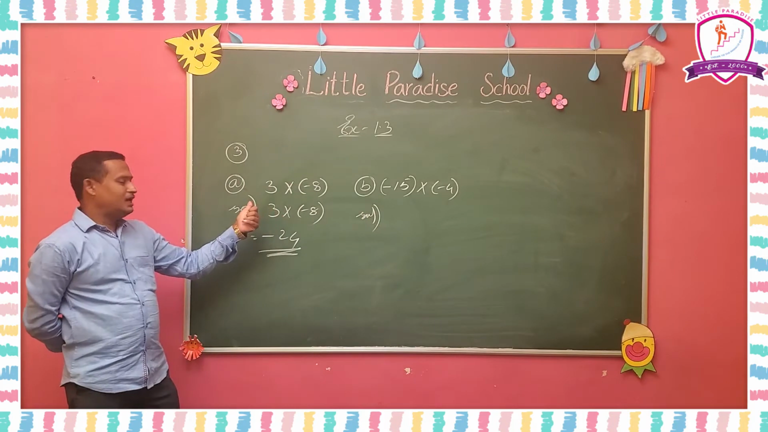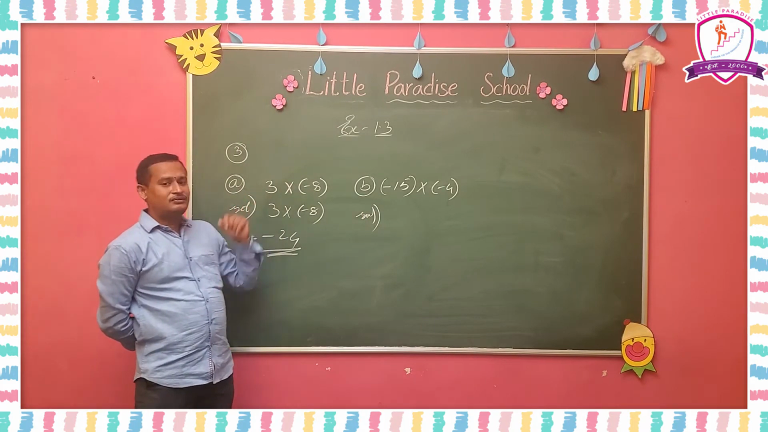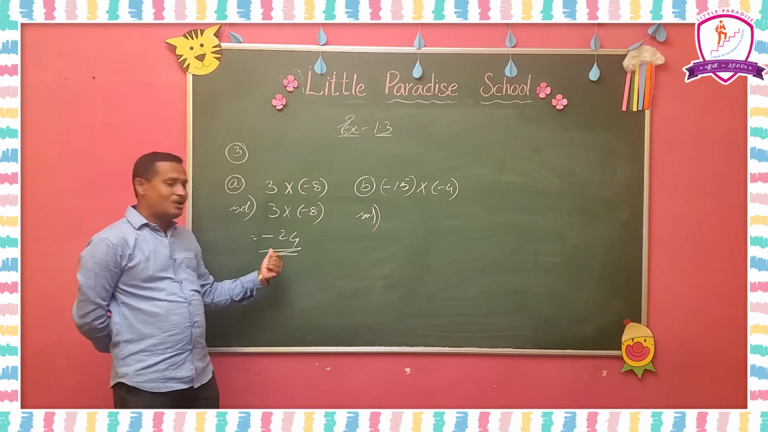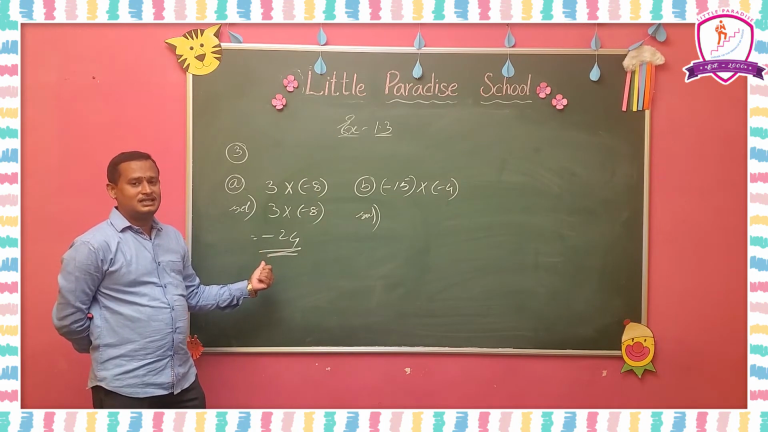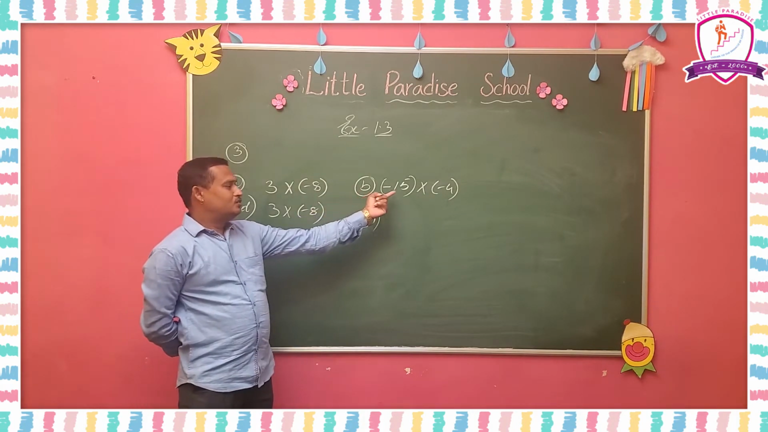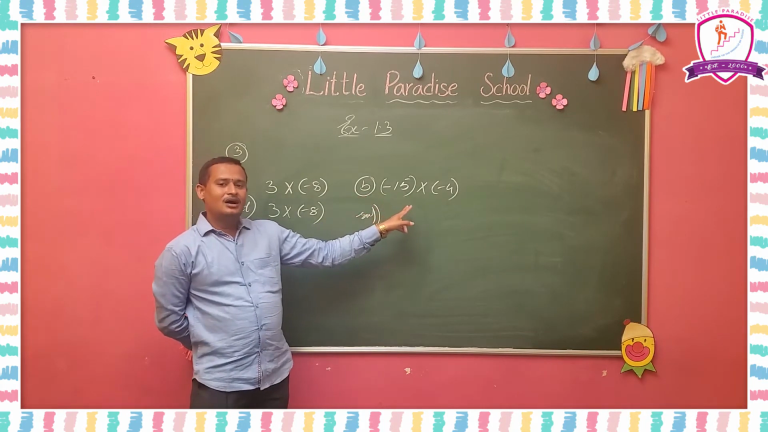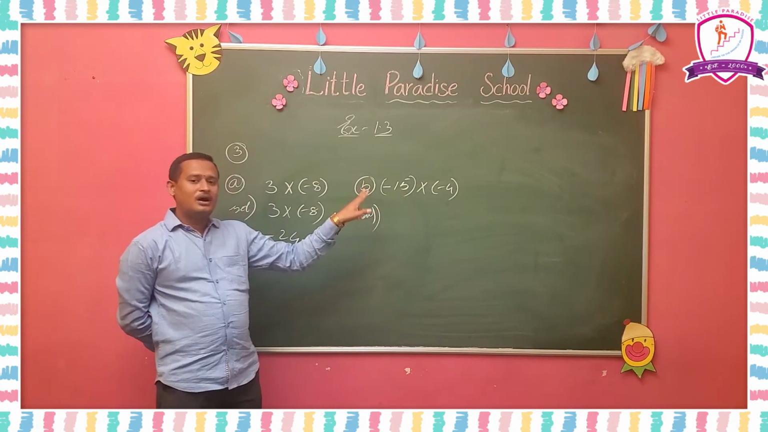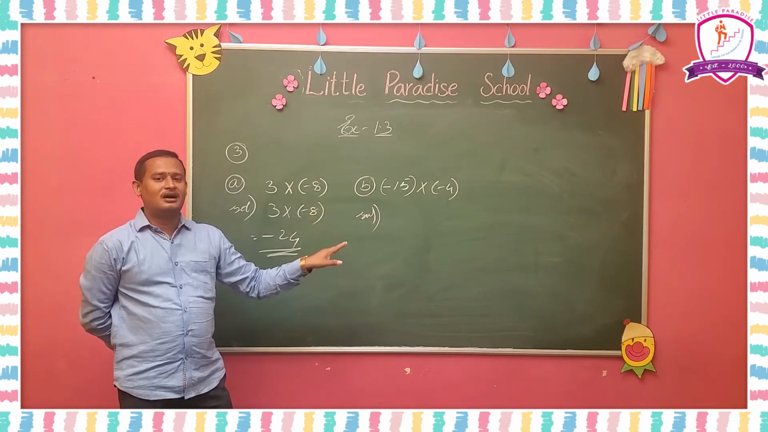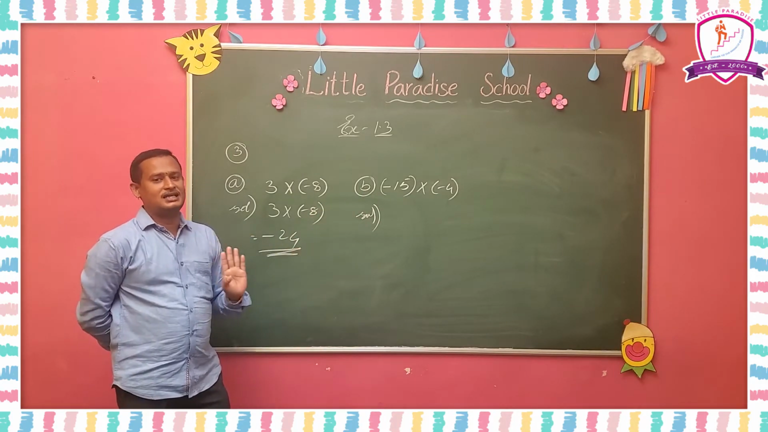So in the question A, you can observe one positive integer and one negative integer are given. We got negative integer as an answer. So here two negative integers are given. So 2 is an even number. So even number of negative integers are there means we will get positive integer as an answer.